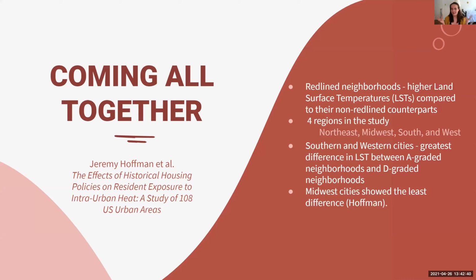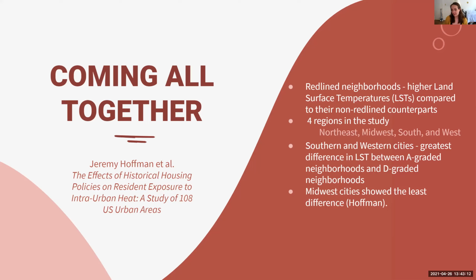All of these pieces of information, so extreme heat, urban heat islands, and redlining, all come together in this paper by Jeremy Hoffman and several other authors. It's known as the effects of historical housing policies on resident exposure to intra-urban heat, a study of 108 US urban areas. So redlined neighborhoods have a higher land surface temperature, known as LST, compared to their non-redlined counterparts.